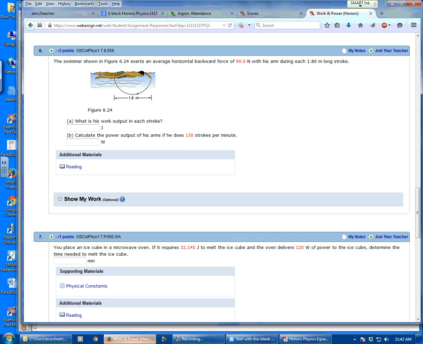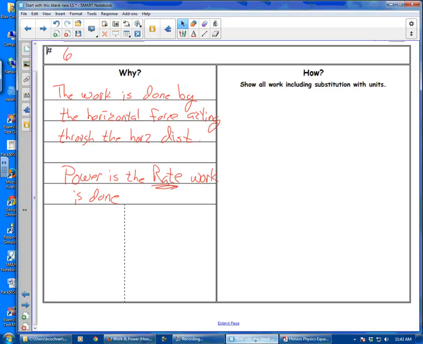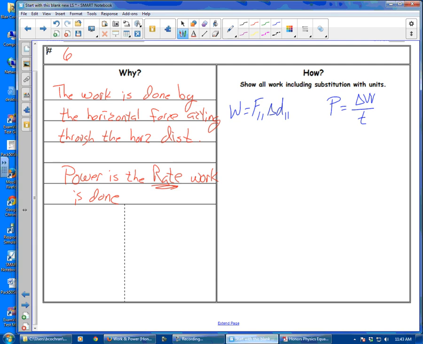So here, let's see. Equations: we'll need to make sure we have an equation for work. These are parallel, so we'll use our simplest one. And then we'll need the power equation. So the equations I would need to look up on my equation sheet are the one for work, that work equals force parallel times the magnitude of the displacement parallel, and the one for power, which says delta work over time. So those would be my 2 equations for part A.